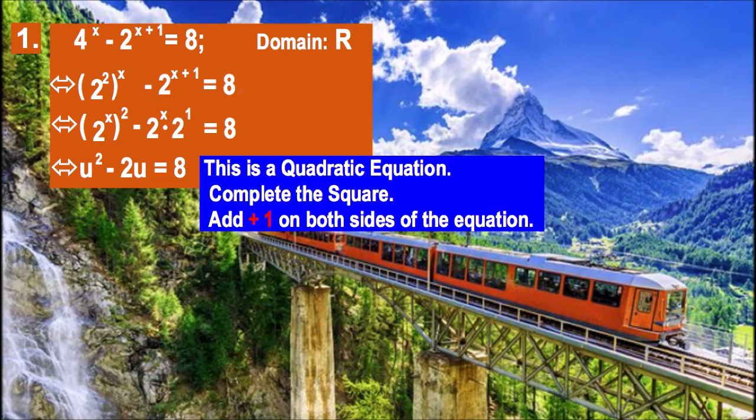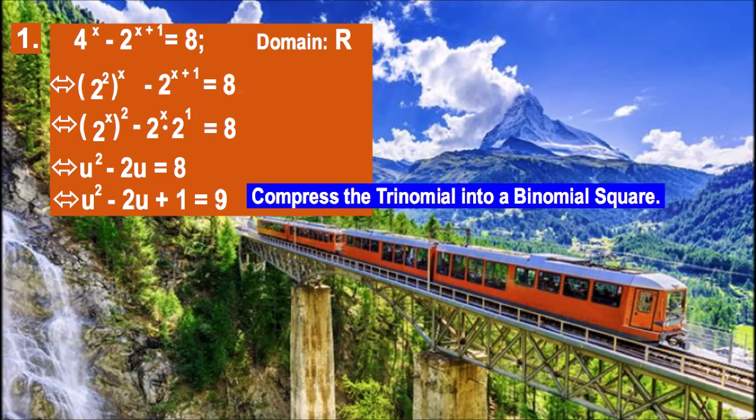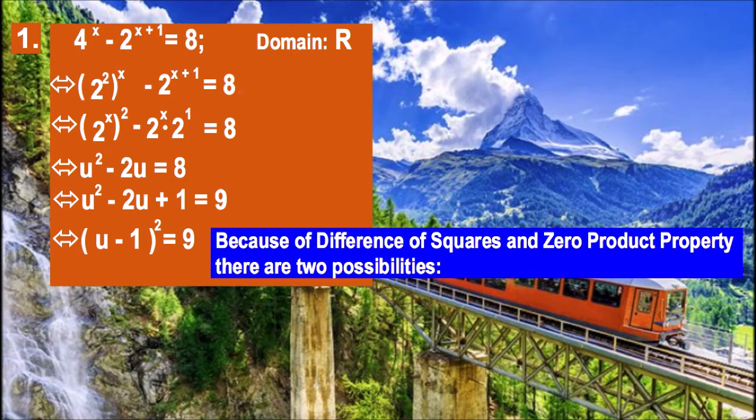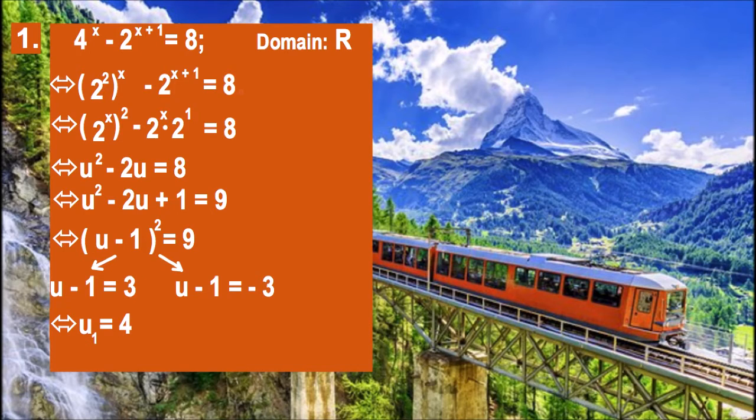Add plus 1 on both sides of the equation, which is equivalent to u raised to the power 2 minus 2u plus 1 equals 9. Compressing this trinomial into a binomial square, equivalent to u minus 1, everything squared, equals 9. And because of difference of squares and the zero product property, there are two possibilities. U minus 1 is equal to 3, or u minus 1 is equal to negative 3.